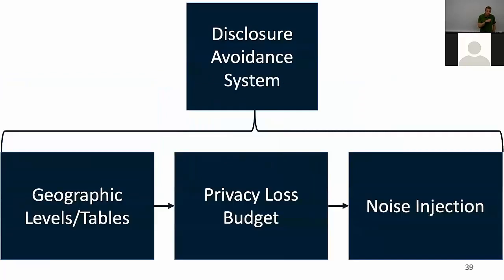Now within that disclosure avoidance system, there's really 3 parts to the process. They have to define the geographic levels and the tables that they want to include in the disclosure avoidance system software. They have to decide on the privacy loss budget and how that privacy loss budget is allocated to the tables and the geographic levels. And they have to do the noise injection. So they have to actually infuse the noise into the data and then get the output. Let's talk through each of these 3 in a little bit more detail.